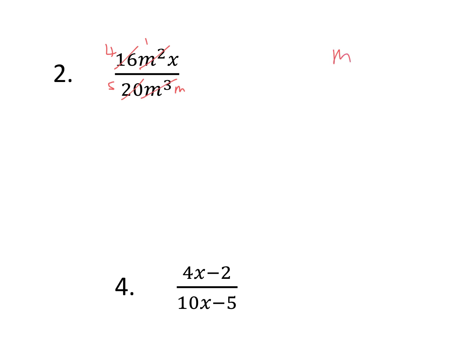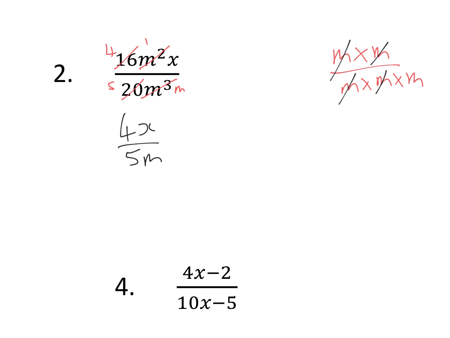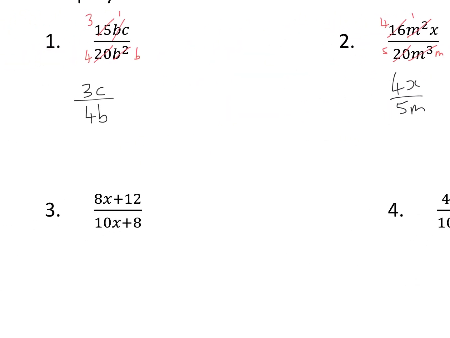If you think about that, you'd have m times m. That's m squared. On the bottom, m times m times m. So m cancels out, you're left with just the m on the bottom. And there's an x on the top, there's nothing on the bottom, so it stays as it is. The numerator then is 4 times 1 times x, which is 4x. And the denominator is 5 times m, or 5m. You should see in both those examples that there is no common factor left in the numerator and denominator, so I know it's fully simplified.